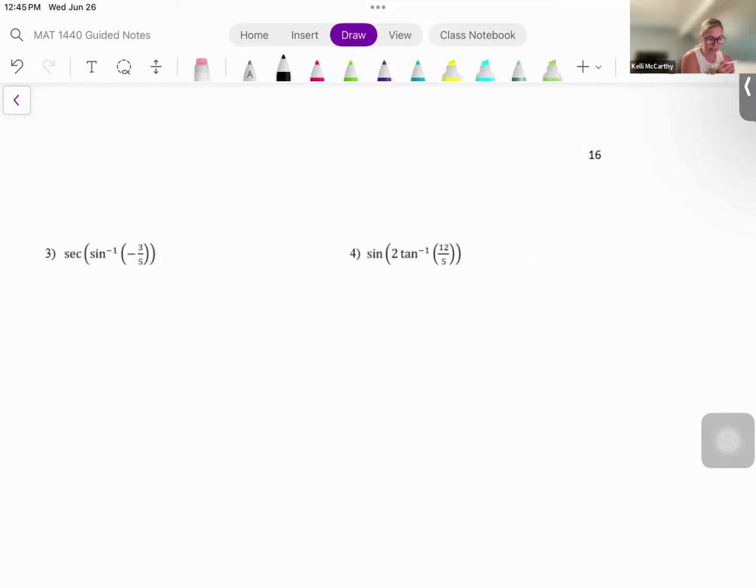Secant of sine inverse of negative 3 over 5. This one's a little bit different because now our outside function is just a normal trig function, so we're not going to be ending up with an angle measure. We have to figure out an angle measure here to plug into our secant function. Still working from the inside out though, so sine inverse of negative 3/5. We're going to call this theta.